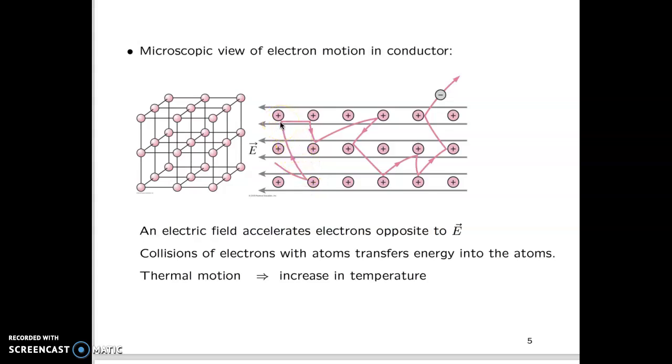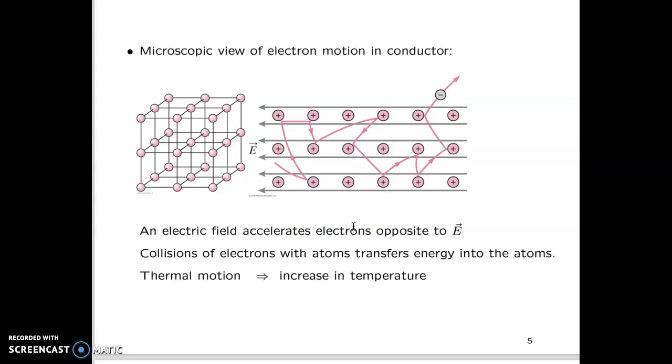They bounce into another atom. Same thing, they bounce into another atom, but they're gradually being pulled against the electric field. And in spite of the fact that they're accelerating between collisions, on average they move with a constant speed to the right, that is, against the electric field. Now, the significance of these collisions is when the electrons are pulled by the electric field, they collide with the atoms, they transfer momentum, and they also transfer energy to these atoms, and that energy is thermal energy.